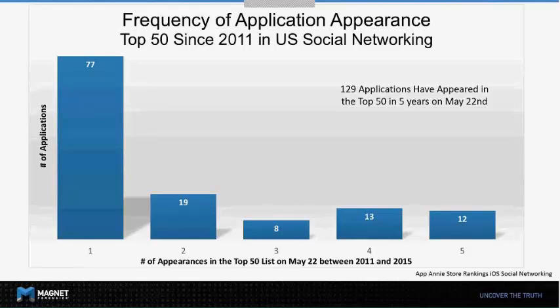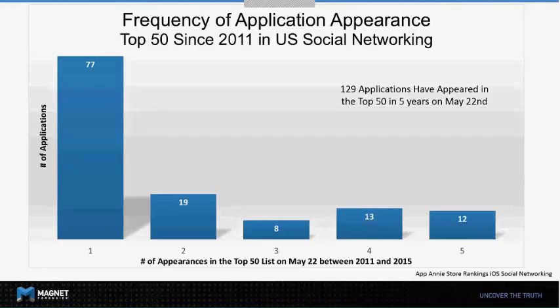So one thing that we focus on here at Magnet is understanding what applications are being used most out there, and similarly, what applications you see in a forensic investigation. And this slide shows in the U.S. the top 50 apps in social networking over 5 years from 2011 to 2015. This shows how many times an app showed up in that top 50 list over those years.